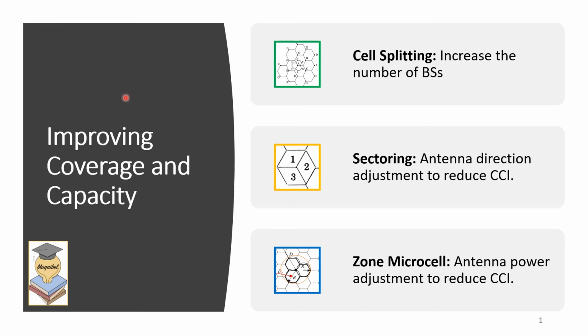Now let's look at three different methods to improve coverage and capacity. Number one is what we call cell splitting, which results in increasing the number of base stations. Number two, sectoring, antenna directions adjustment to reduce co-channel interference. And number three, zone microcell, antenna power adjustment to reduce co-channel interference. We'll take them in details. So let's take one at a time.